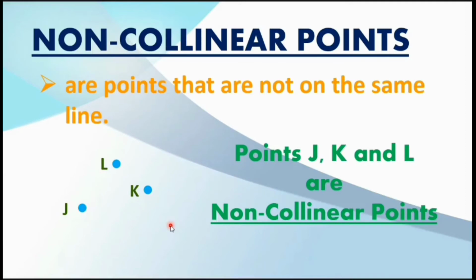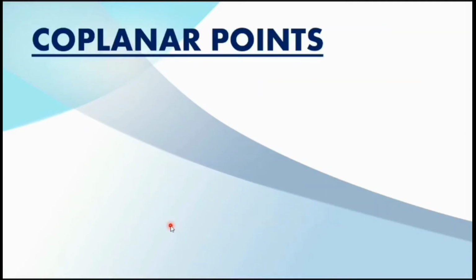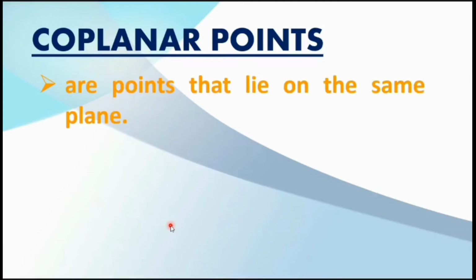Next defined terms, we have coplanar points. What do you mean by coplanar points? These are points that lie on the same plane. Suppose we have this plane here, and it contains 3 points, we have point A, point B, and point C. So these 3 points are on the same plane.